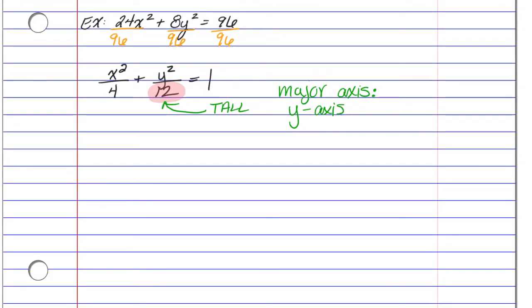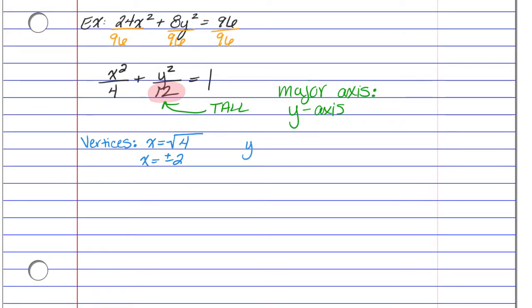So now that I've identified my major axis, I want to look at both my horizontal and my vertical vertices. So my x value is going to be equal to the square root of its denominator. This denominator here is 4. So I'm looking at a horizontal distance of both plus and minus 2. So again, 2 units to the right and 2 units to the left.